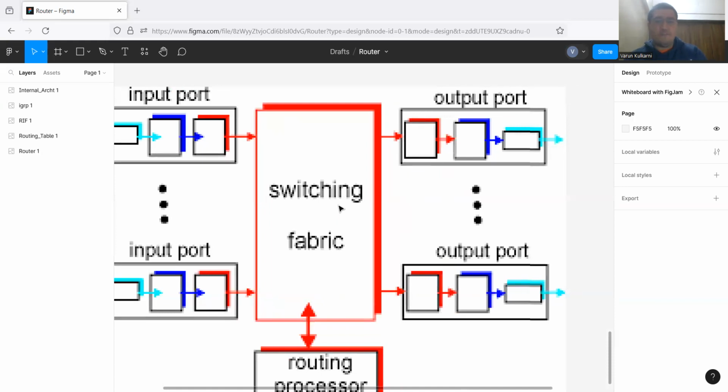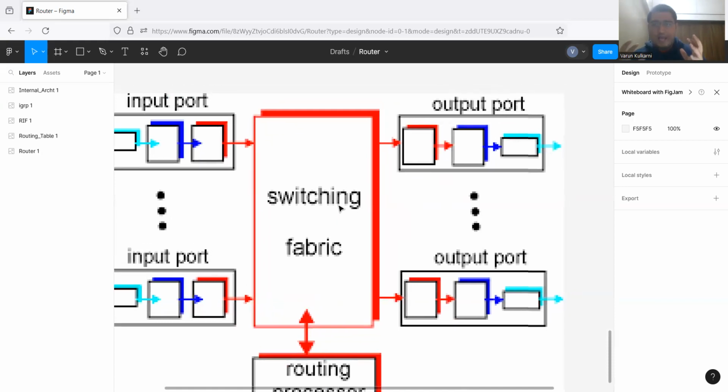Number two, switching fabric. Switching fabric is called the heart of a router. The primary job of switching fabric is to act as an interface between the input and the output port. It is through the switching fabric that the data packet from the input port is able to reach the destined output port. A common method which the switching fabric uses is the method of tokens.